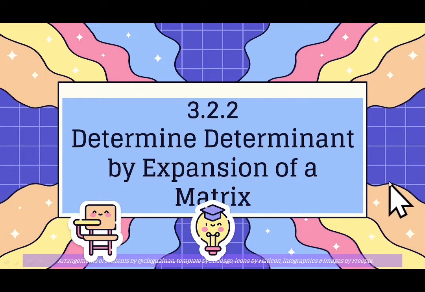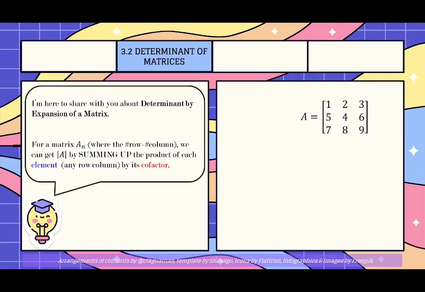In this video, I would like to share with you how to determine a determinant by expansion of a matrix. We can get a determinant by expansion of a matrix by summing up the product of each element by its cofactor. We can expand it along any column or any row as we wish.